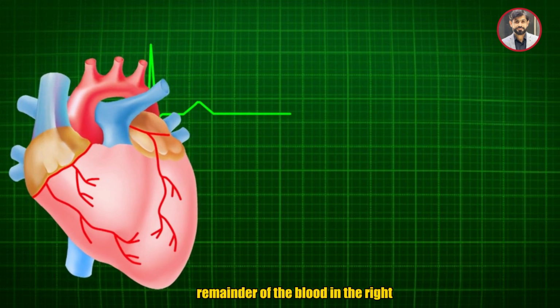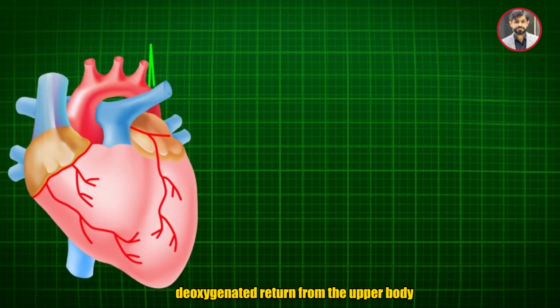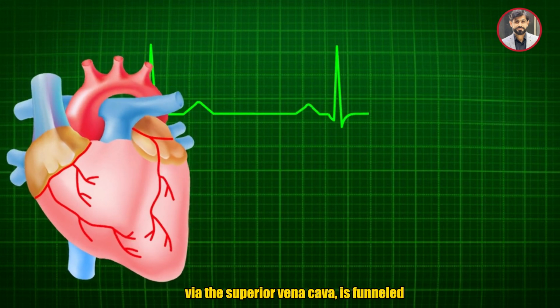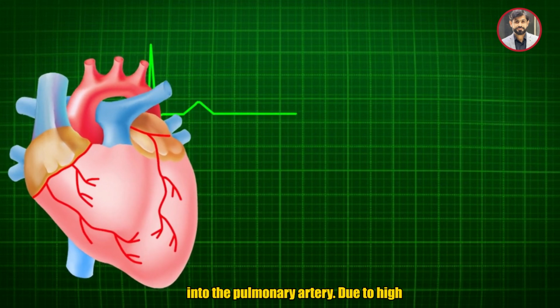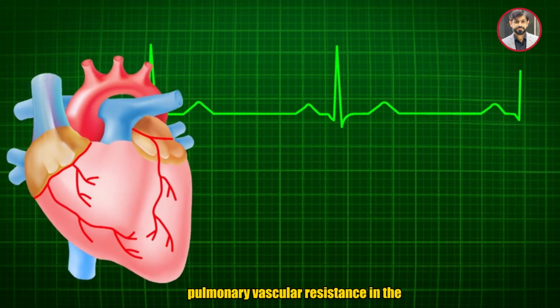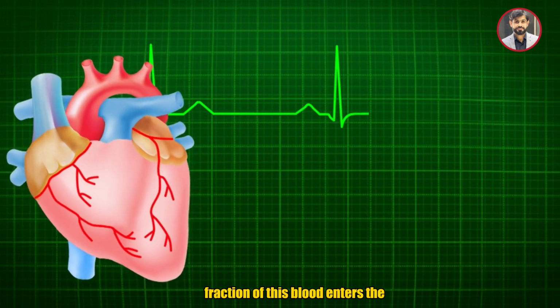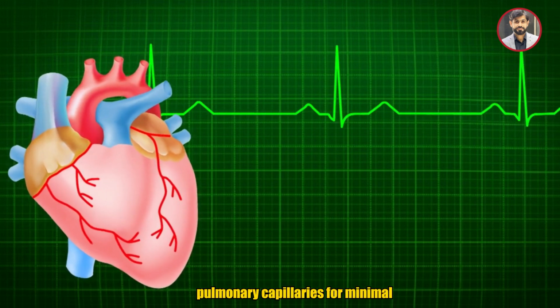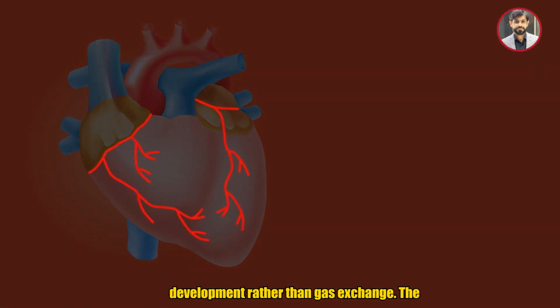efficiency. The remainder of the blood in the right atrium, which includes relatively deoxygenated return from the upper body via the superior vena cava, is funneled into the right ventricle and then ejected into the pulmonary artery. Due to high pulmonary vascular resistance in the fluid-filled fetal lungs, only a small fraction of this blood enters the pulmonary capillaries for minimal perfusion, primarily supporting lung development rather than gas exchange.